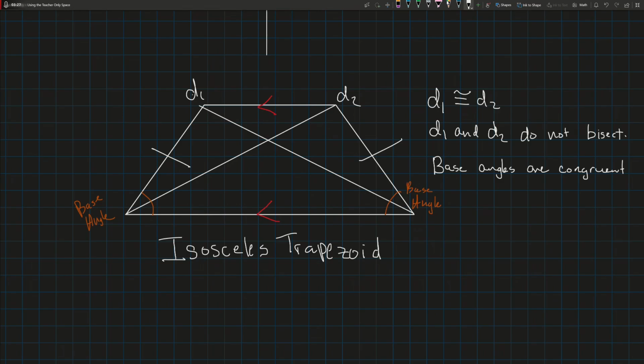And finally, opposite angles are always going to be supplementary. So that means that the red and this light blue angle will always add up to be 180 degrees. Same thing with this base angle and this other blue angle on the opposite side. So we're going to say that opposite angles are supplementary.